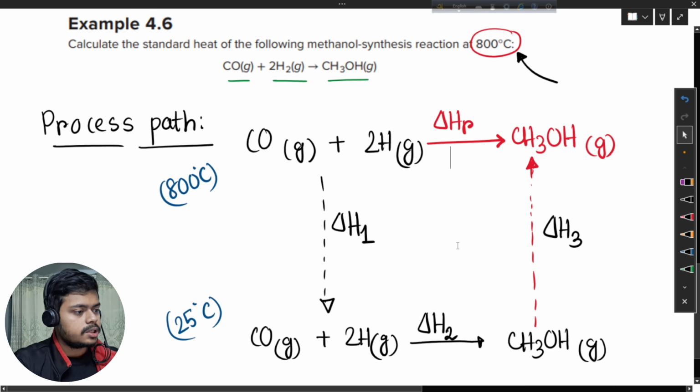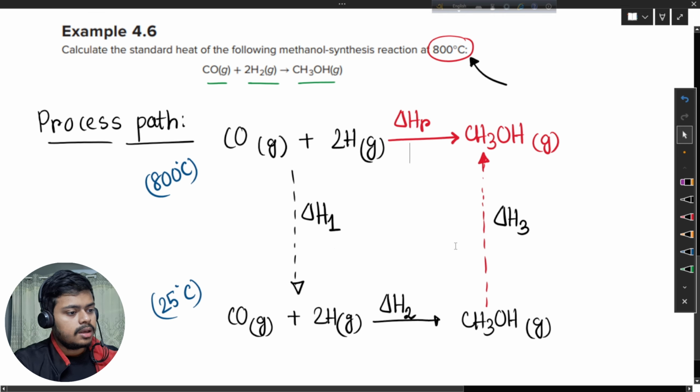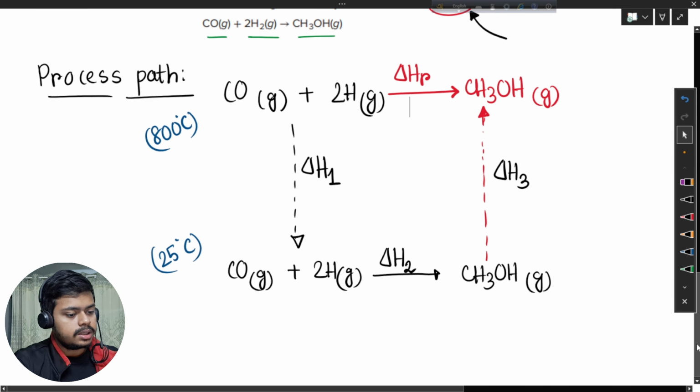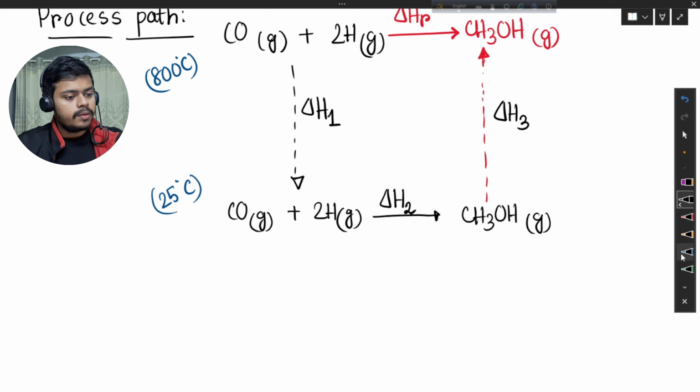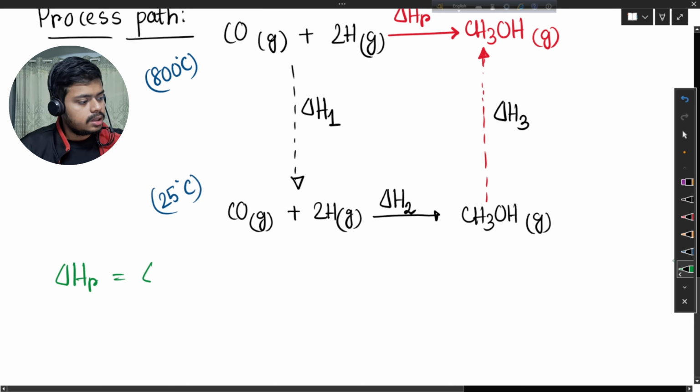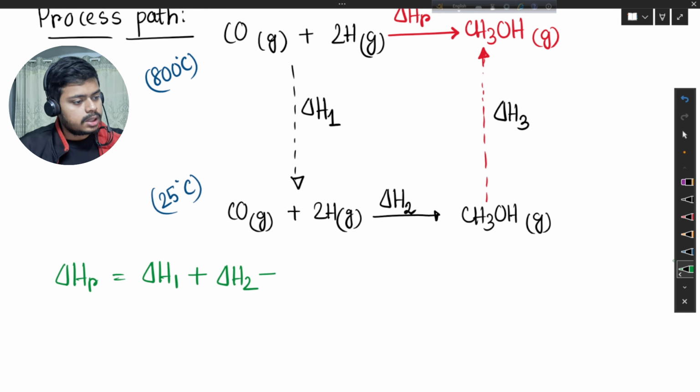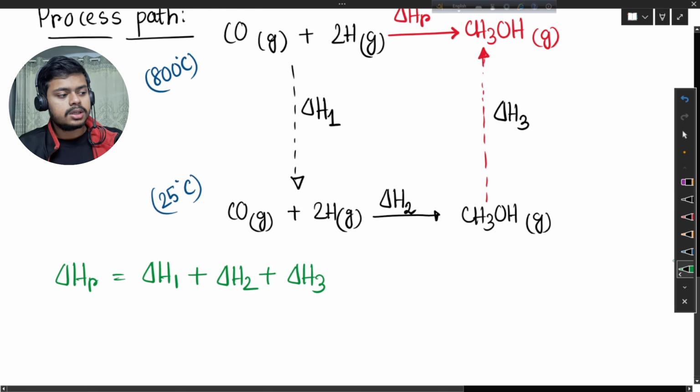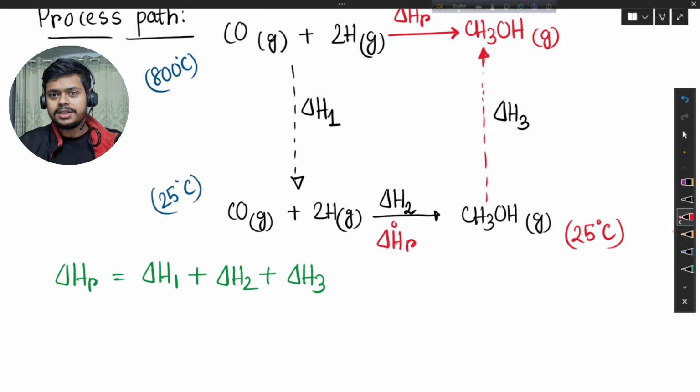So from this process path we can easily state that the overall enthalpy change, delta HR, is going to be delta H1 plus delta H2 plus delta H3, right? And we can restate the delta H2 as delta HR not, because it is the chemical reaction happening at the standard condition, right?